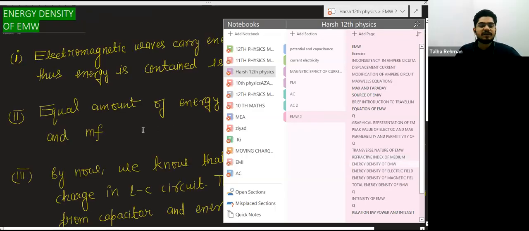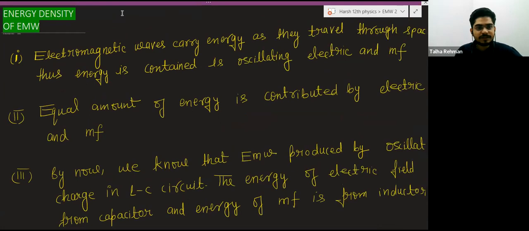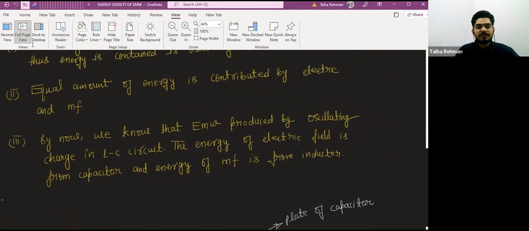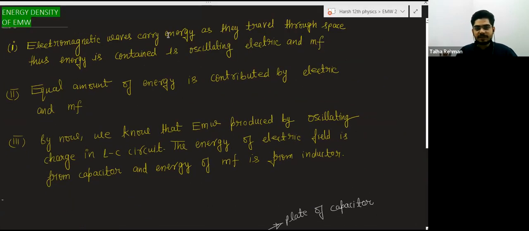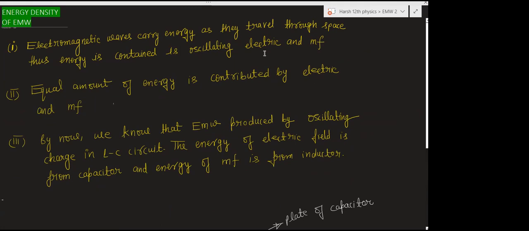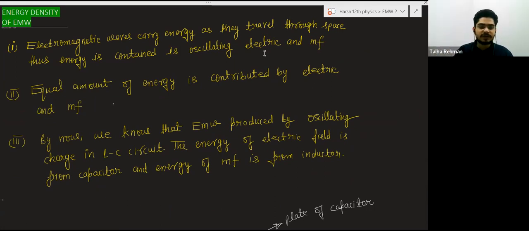So basically, this is the theory. Electromagnetic waves carry energy as they travel through space. Thus, energy is contained in the oscillating electric and magnetic fields. This point you already know. In an electromagnetic wave, there is an oscillating electric and magnetic field. An equal amount of energy is contributed by the electric and magnetic field. This point I will prove later.